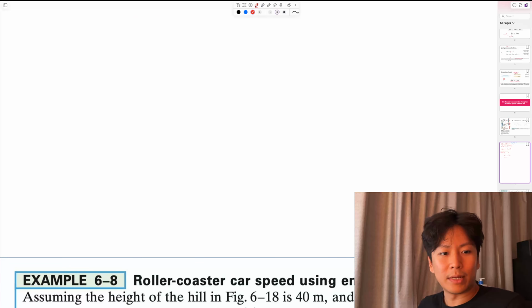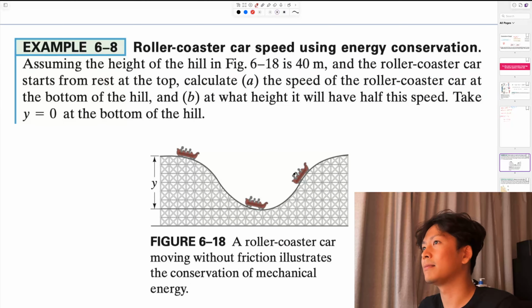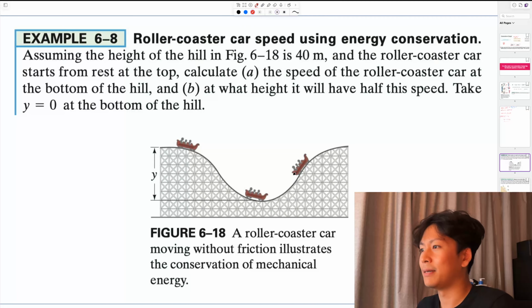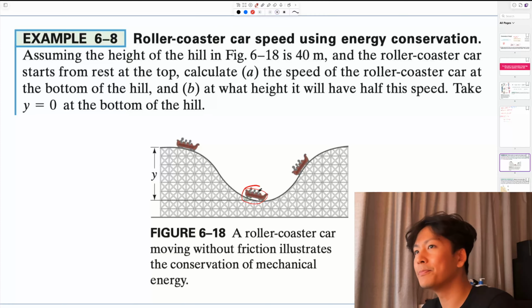Okay, next one. I've got here roller coaster car. Assuming the height of the hill in figure 6.18 is 40 meters, and the roller coaster car starts from rest at the top, calculate the speed of the roller coaster car at the bottom of the hill, and at what height will it have half the speed. Okay, so I have to work out the speed at this point right here, and then I have to work out where my speed is going to be equal to half of whatever is going on over here. Okay, cool.